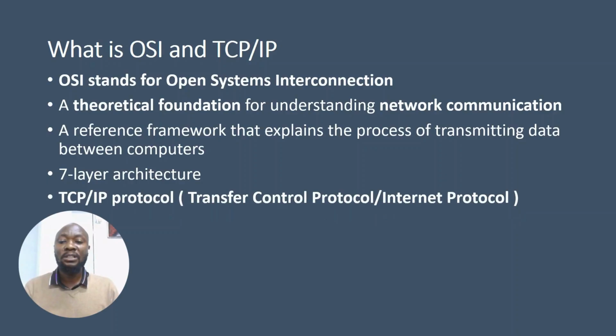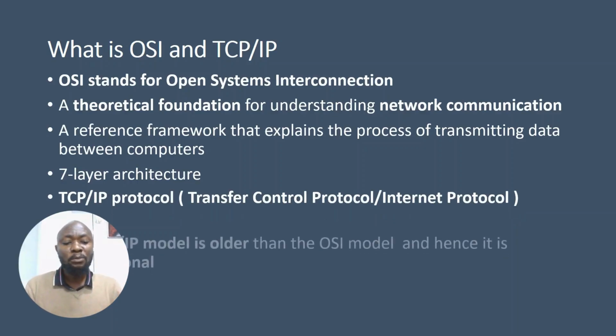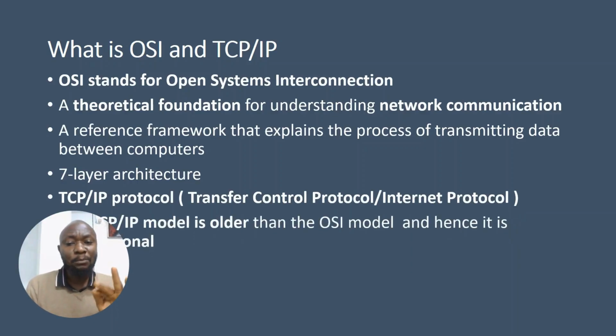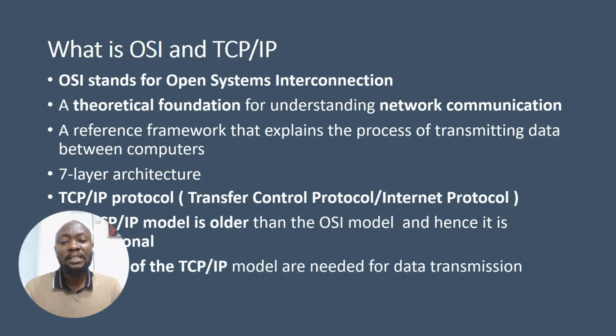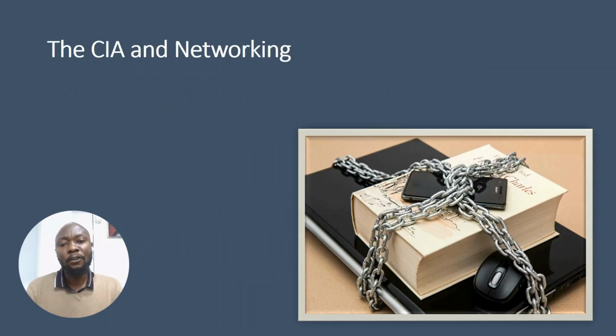We have another model called the TCP/IP model, which is the Transmission Control Protocol and Internet Protocol model. This model has only four layers. It is actually older than the OSI model and it is foundational; it started long before. All layers in the TCP/IP model are needed for transmission, as against the OSI model, whereby some of the 7 layers may not be involved in the process of transmission. The TCP/IP model has 4 layers, so only 4 layers are involved.